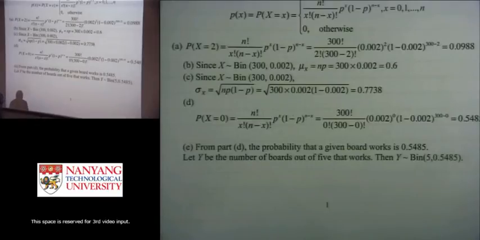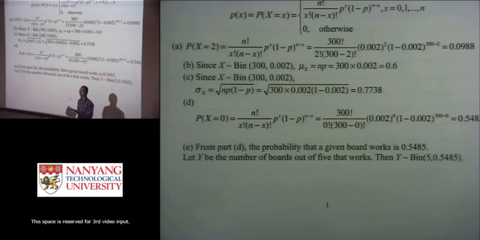For part E, they ask 5 boards are shipped to a customer. What's the probability that 4 or more of them work? If we want the circuit board to work, all the diodes must work. So when we choose one circuit board, what's the probability that this circuit board works? 0.5485, right?